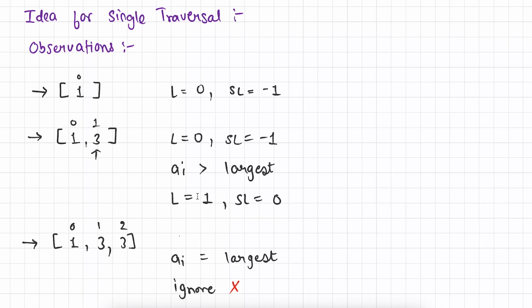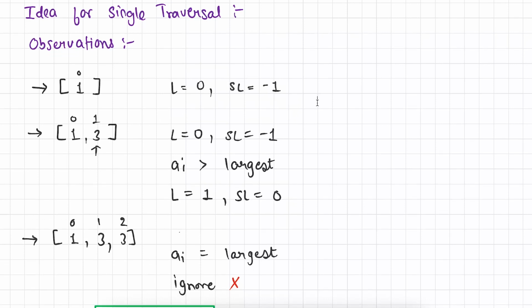So if the array has one element, it means we have the largest element. In that case our L is going to be 0 and SL is going to be -1. And SL is what? Second largest index, the index of the second largest element. Because if the array has only one element, we know about the largest element, but we do not know about the second largest element till now.